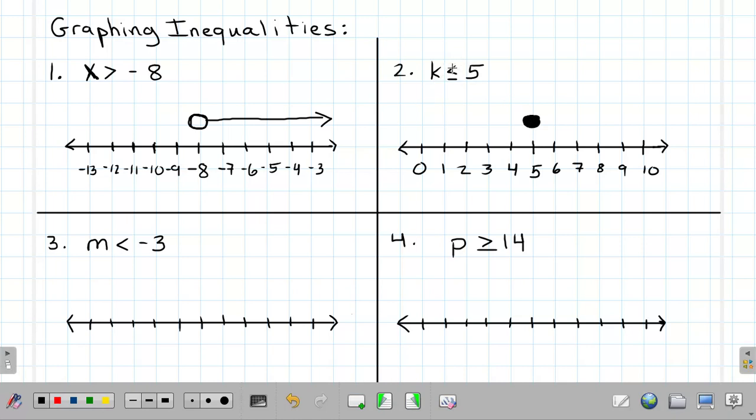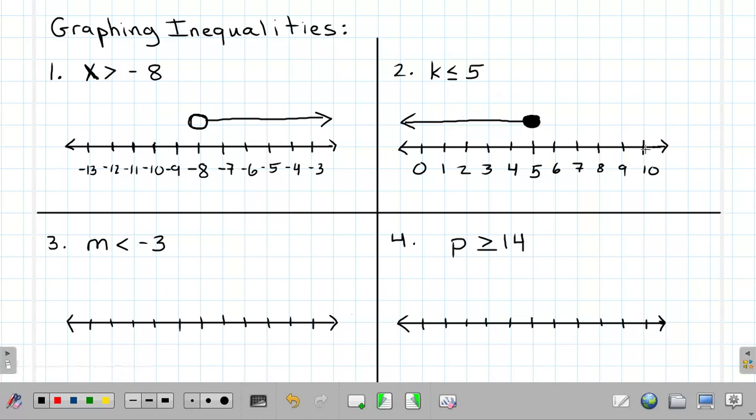But then the last part is, well, what direction are all the numbers less than 5? In this case, that means the arrow would go to the left this time. And to check yourself and make sure that you did it the right way, pick a number that's over here. Let's pick an easy one. Let's pick 0. Well, is 0 less than or equal to 5? Well, 0 is less than 5, so it is less than or equal to 5. Okay? So the way that we drew the arrow is correct.